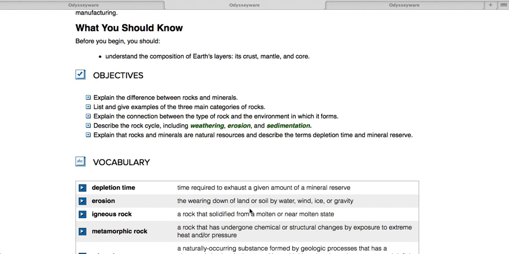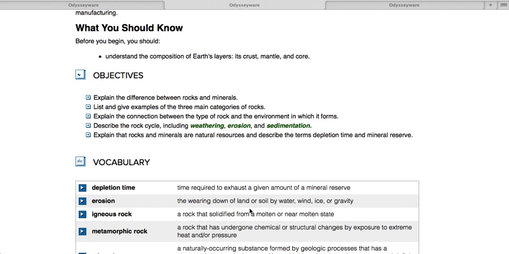Okay, we're going to go ahead and get started here. Tonight we're going to talk a little bit about the Rock Cycle project. I just wanted to go over some of the objectives of the project and talk to you a little bit about the expectations of the project. I've had a few questions with regards to what the overall expectations are, what I'm looking for.